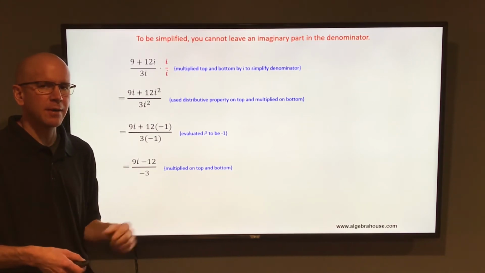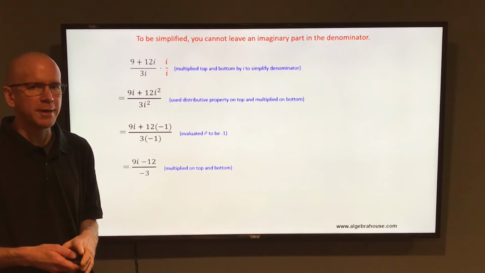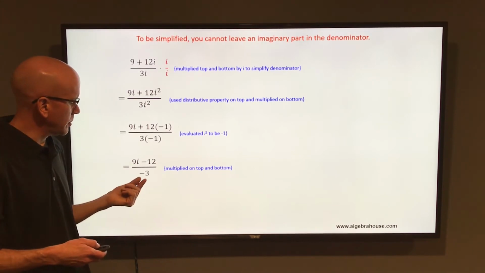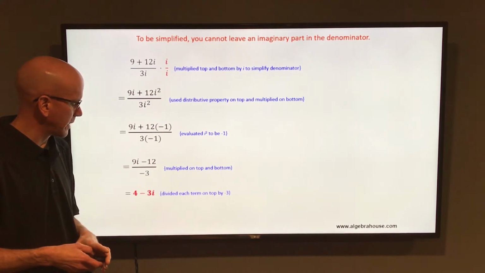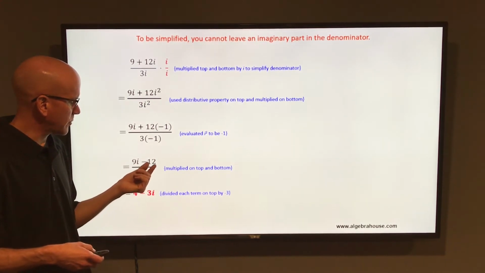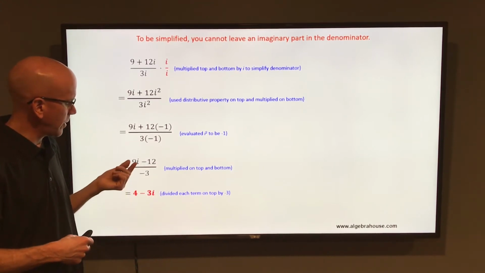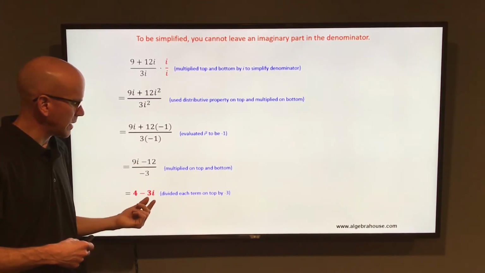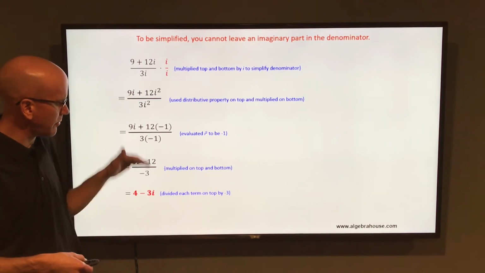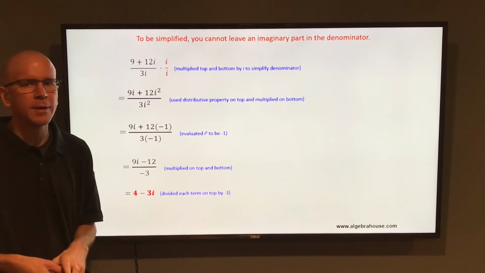But think about that. All of those are divisible by 3. So what you could do is think of dividing 9i by negative 3 and the negative 12 by negative 3. So if you divide negative 12 by negative 3, that's 4. Remember, the real part goes out front. If you divide 9i by negative 3, that is negative 3i. So completely simplified answer here is 4 minus 3i.